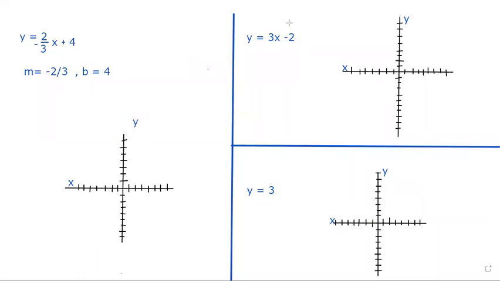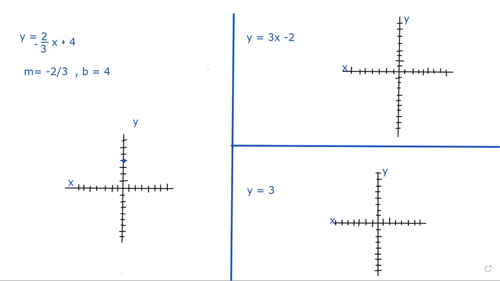So the first thing we need to do is come to the point 0, 4. That's 1, 2, 3, 4, 0, 4. We want to draw our y-intercept at the point 0, 4. That's 0 on the x-axis, 4 on the y-axis. Then we know our slope is negative 2/3.